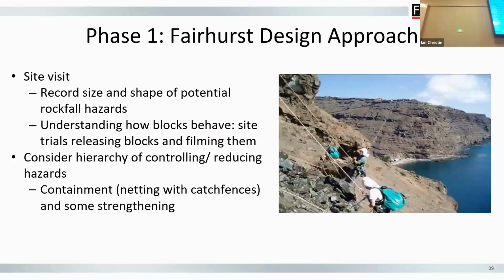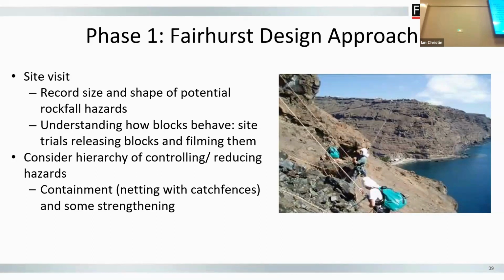So targeting that area first, a couple of my colleagues got to go out to the island and do a site visit to try and understand these hazards. So recording the size and shape of the potential rockfall hazards, but also doing some site trials to release the blocks and see what happened to them, film them as we did it. So basically, they got to go out to a nice sunny place and throw rocks into the sea, which is a geologist's dream.